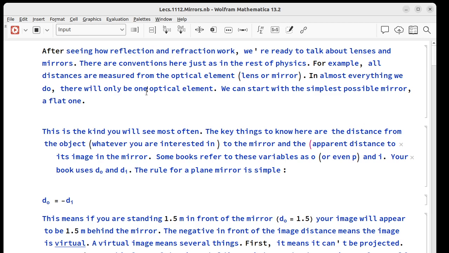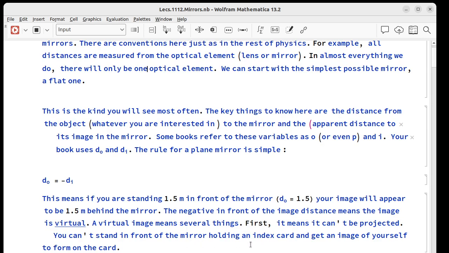The book uses DO and DI, and the rule for a plane mirror is pretty simple. It's just that DO equals negative DI. In other words, if you're standing 1.5 meters in front of the mirror, DO is 1.5, and then your image appears 1.5 meters behind the mirror. The fact that this would be negative tells us that the image is virtual.